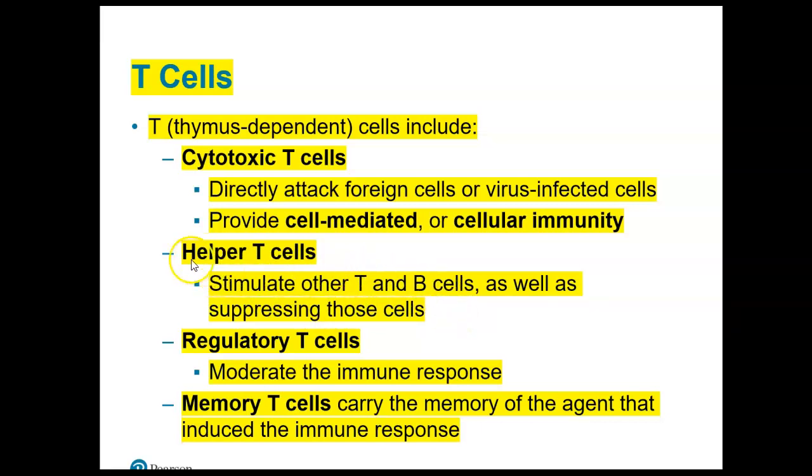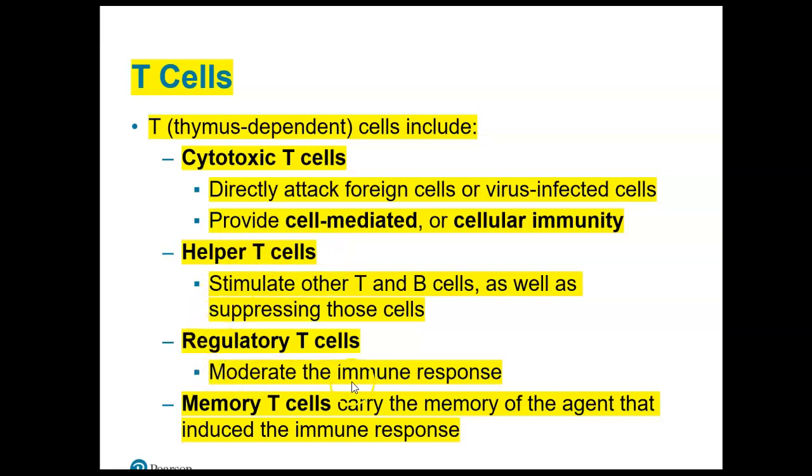So helper T cells are really the first step in the adaptive immune response. They have to recognize the particular foreign substance or foreign threat, and they're going to activate the rest of the T cells and B cells. Without helper T cells, your immune system basically shuts down. So helper T cells are the first step in the immune response.